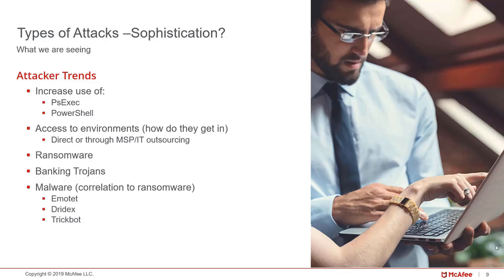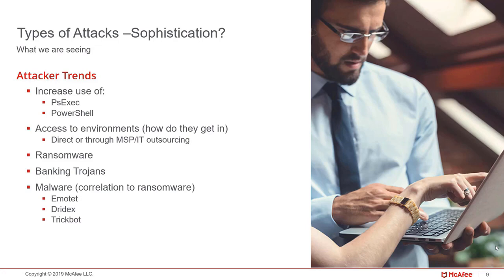Banking Trojans, the malware Emotet, Dridex, TrickBot have been seen. There's a correlation that can be drawn as a precursor event to ransomware attacks. So they may be known historically as banking Trojans, but if you see an uptick of Emotet, Dridex, or TrickBot in your environment, make sure you have a handle on it.